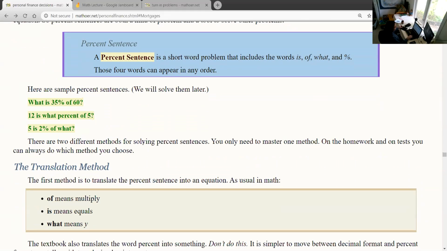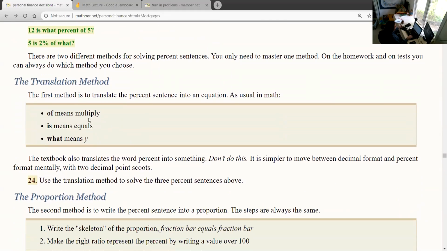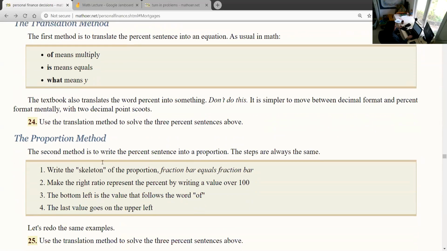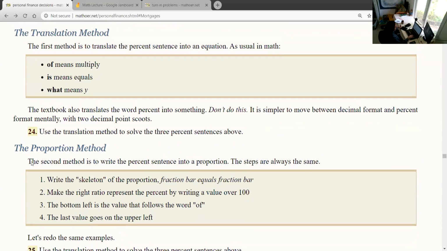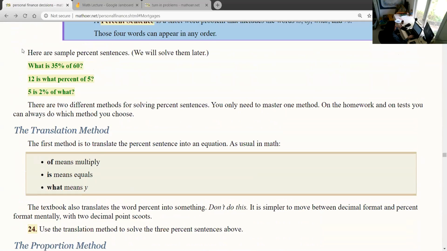There are two different ways to solve them. The translate method, we already did a bunch today. Of means multiply, is means equals, what means y. When you get to the percent, use riplop. There's also a proportion method that if you were in my Math 20 class, I know you've seen, unless you were absent that day. But if you haven't seen this, then some people like that a lot, so we should show you this method also. So let's take these three problems and do them both ways.